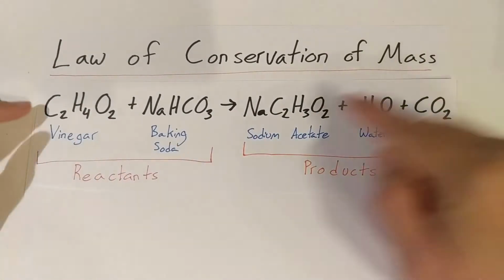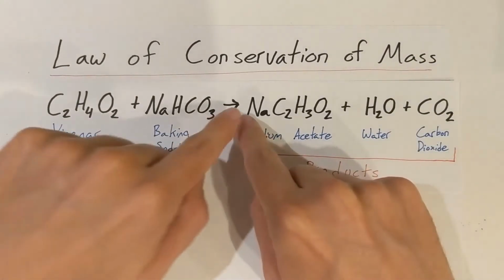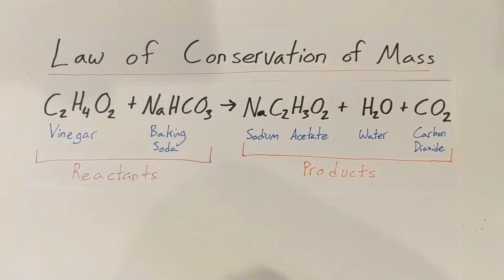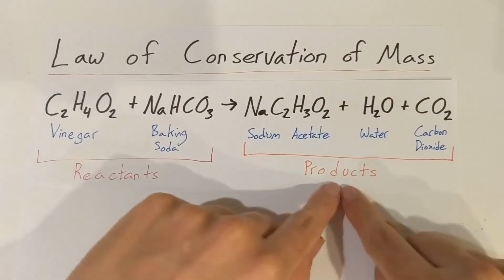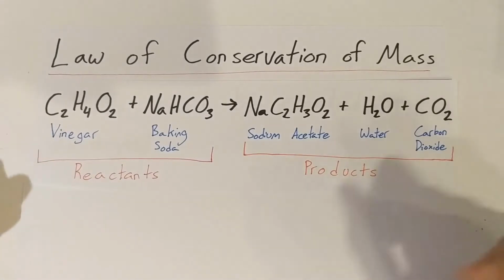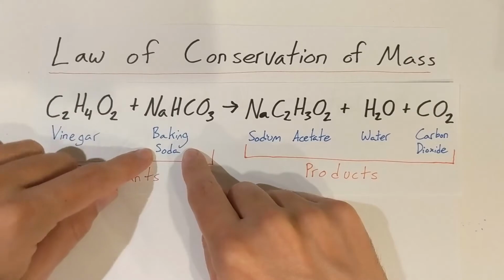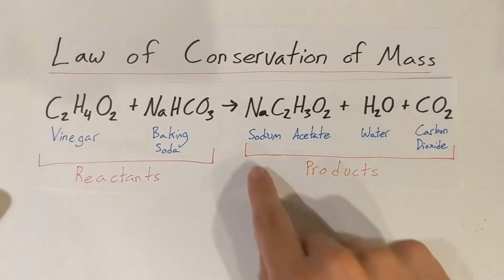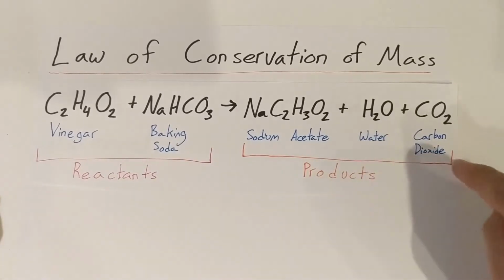this is what we call a chemical equation. On the left side of the arrow, we have our reactants. That's what's going to be in the reaction. And on the right side of the arrow, we have our products. That's what we're going to be making from the reaction. So this is going to be a reaction between vinegar and baking soda. And our products from the reaction are going to be sodium acetate, water, and carbon dioxide.